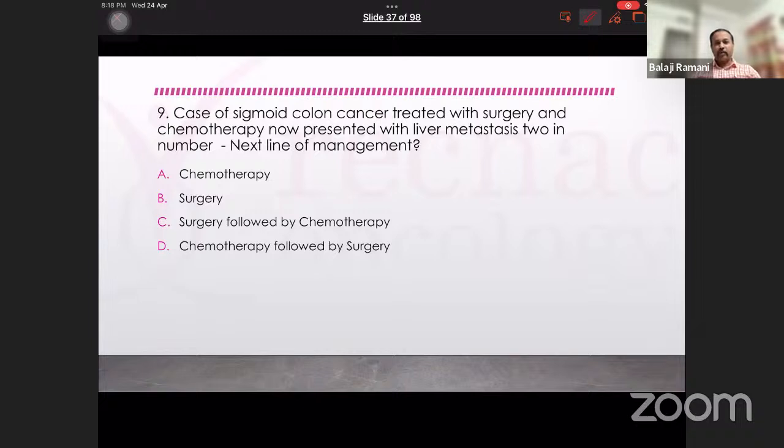So, carcinoma of the sigmoid colon treated with surgery and chemotherapy.